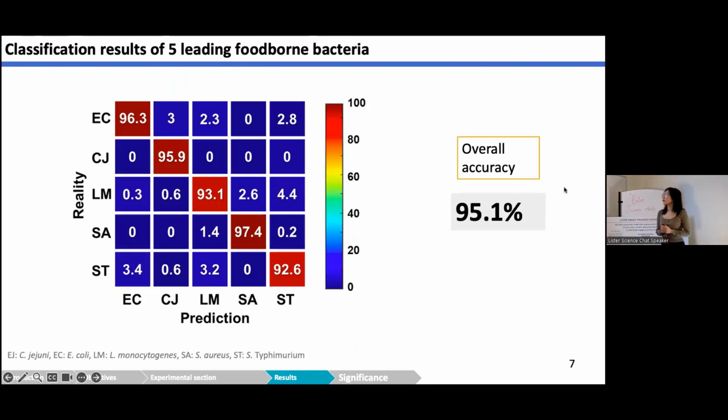So here are my final results. Looks complicated, huh? But you don't need to know the details. What you need to know is that by using our methods, we can achieve an overall accuracy of over 95%. So what does this mean? It means if you use our equipment and the machine learning model, you have a very high chance, over 95%, of knowing the name of the bacteria that you want to know. So this is the final goal of my project.